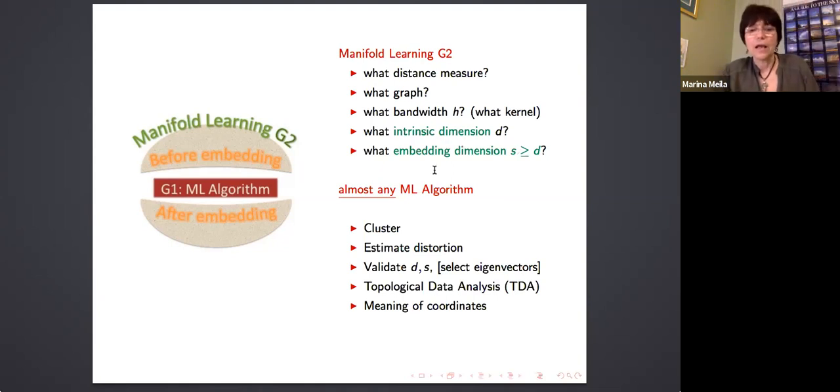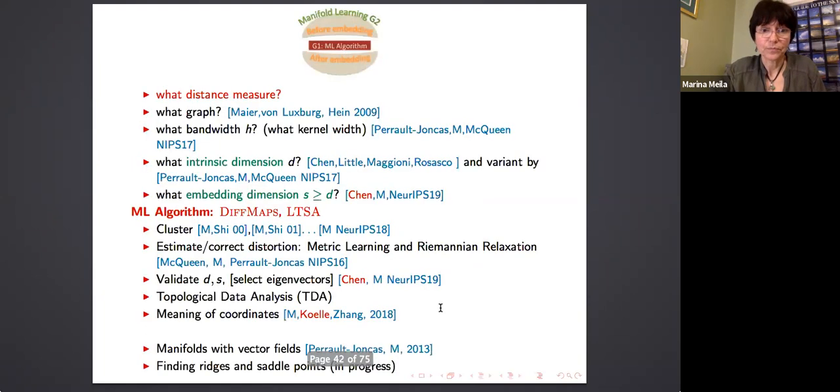Now, after you produce the embedding, you can find clusters, as I showed. You estimate distortion, and that's done by metric learning. You can do something that's called independent eigenvector selection. And you can do something that we did recently, which is called the meaning of coordinates. And this is actually the same list, but with bibliographical references.